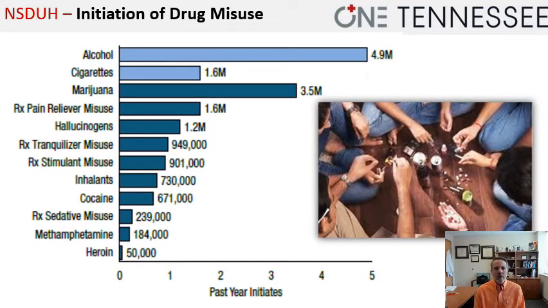Then you look down and these are illicit uses or illegal type products. Now, prescription pain reliever medications are legally prescribed by a physician and dispensed by a pharmacy, but this is diversion and illegal use or misuse. So marijuana, again, is at the top of the list and heroin's at the bottom of the list. So when you're looking at these, remember, alcohol is king. We know cigarettes are bad, but people still choose to start smoking. And then marijuana is the number one reported new start for illicit products.